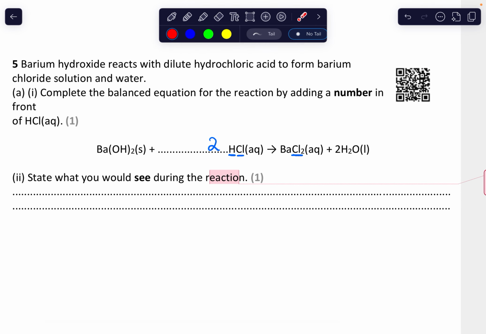It then says, what would you see happening? So this is a solid, so that's going to be insoluble. And here is an aqueous solution. So as I add this to the acid, this would disappear because it's going to form barium chloride and dissolve in the solution. So what would I see? I would see the solid would disappear. Okay, next little bit.